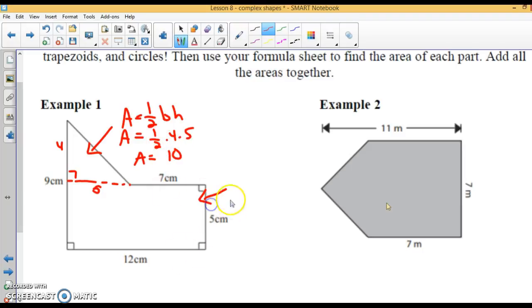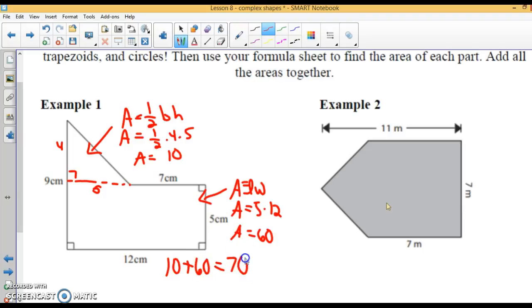The area of this rectangle, length times width, is going to be 5 times 12. 5 times 12 is 60. So my total area, 10 plus 60, 70 centimeters squared. Split it into shapes you know. This one, I'm not going to do, but you would split it into a square and a triangle.